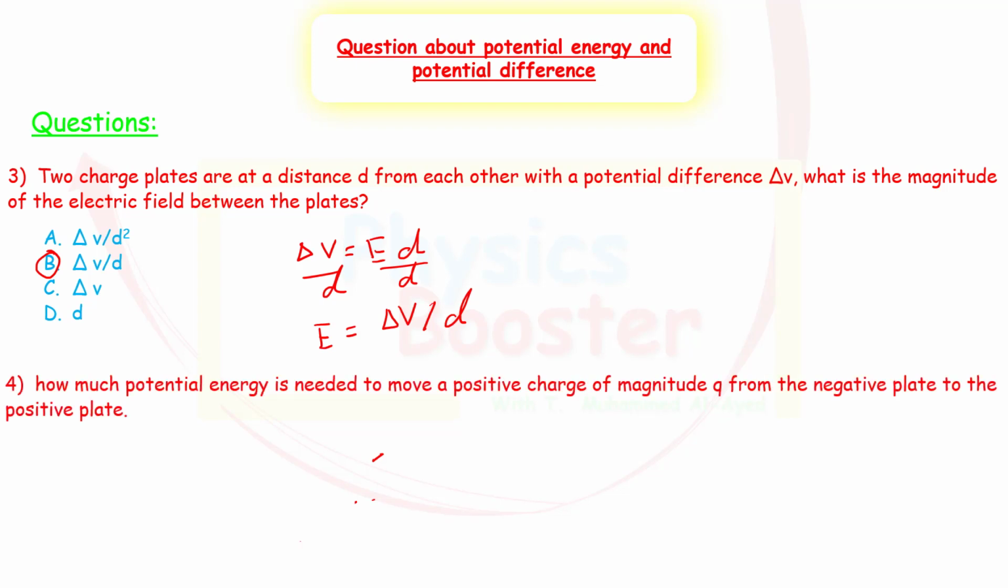How much potential energy is needed to move a positive charge of magnitude Q from the negative plate to the positive plate? Okay, and we have these. We can say that the potential energy is equal to the potential difference multiplied by the charge. Okay, so it's pretty straightforward. The answer is going to be delta V multiplied by Q, and we know it's right here.